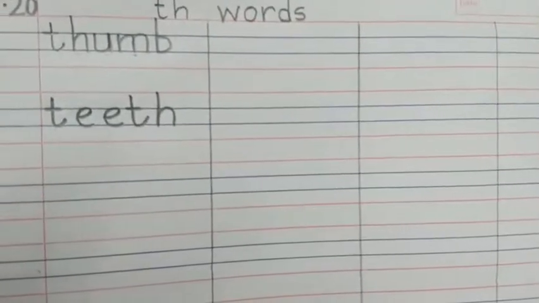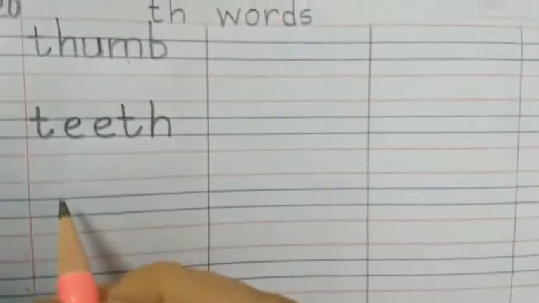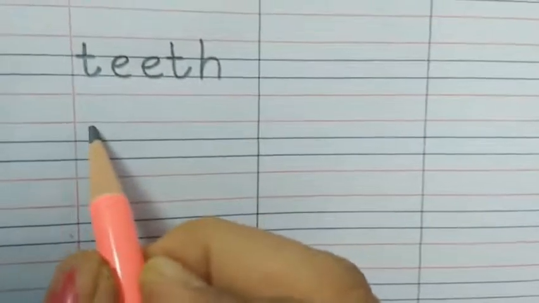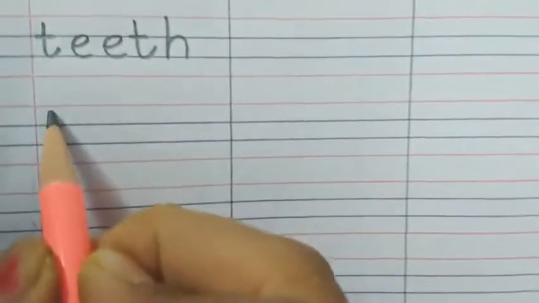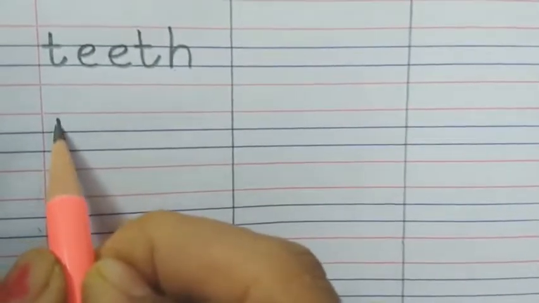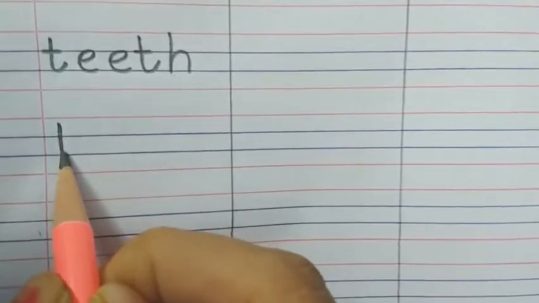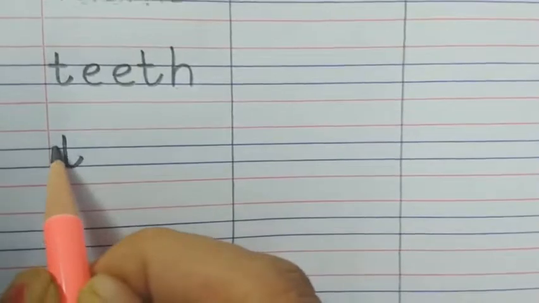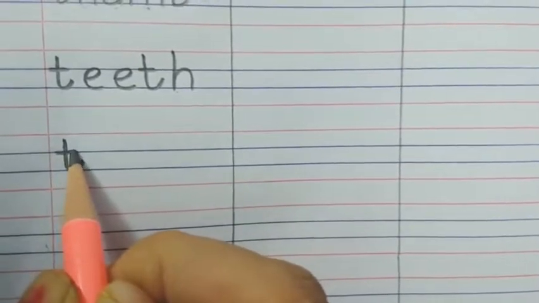Next word is tooth. Tooth, tooth. So we'll write T first. So a little bit below the red line, straight line, come down to the second blue line, make a curve and a slipping line at the first blue line. T.